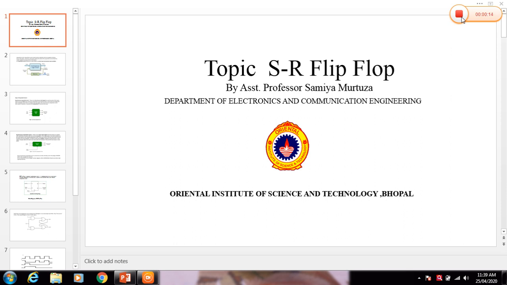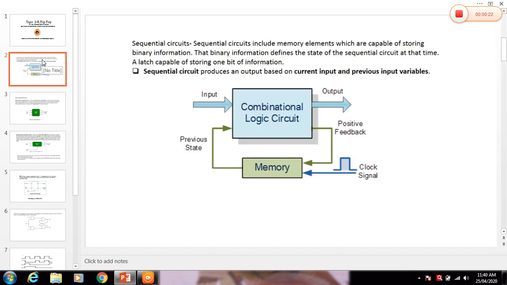Our topic for today is SR flip-flop. Firstly, to understand what flip-flops are, we need to understand what sequential circuits are.